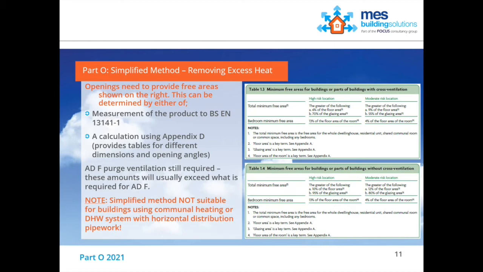We also can't use the simplified approach if we have any form of communal heating system within the building that's circulating heat via pipework running up and down corridors. So if we have horizontal distribution through corridors from a district heating or communal heating system, then because of the heat gains we get in those corridors, we can't use the simplified approach at all.